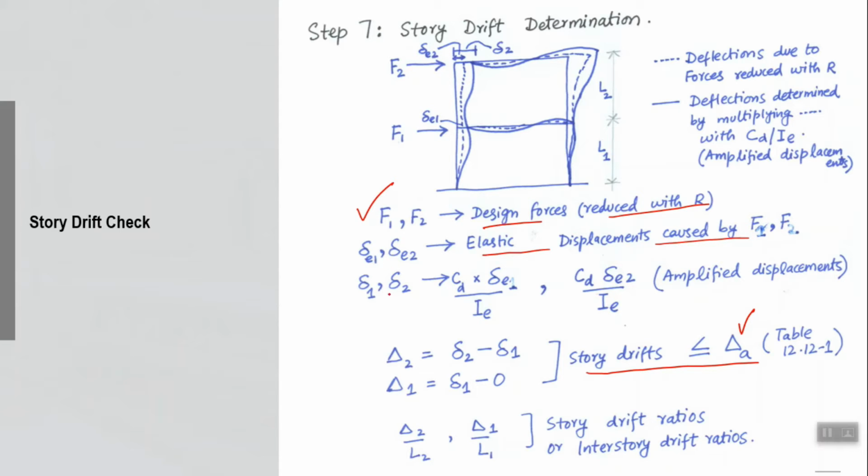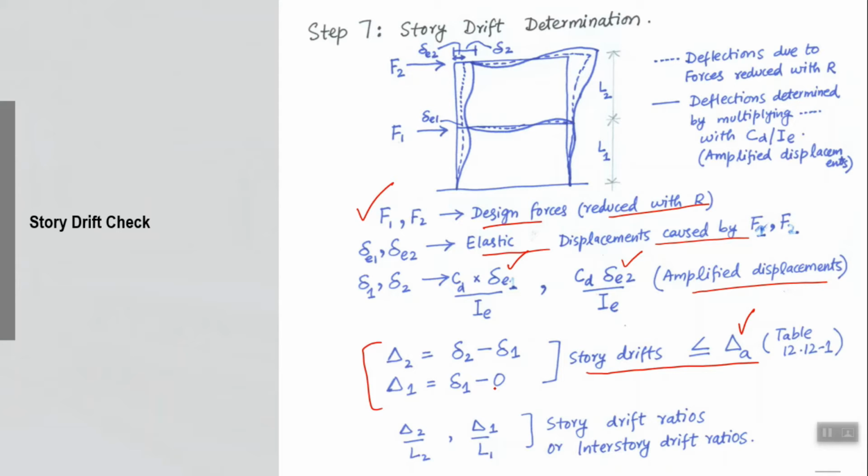Then you amplify those elastic displacements by Cd over I. So each of the story displacements is now being multiplied by Cd over I: first story displacement, second story displacement. So we get the amplified displacements corresponding to the solid line deformed shape here. And then we calculate story drifts from those displacements.